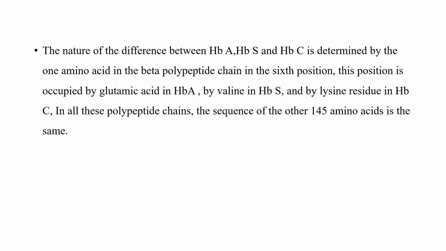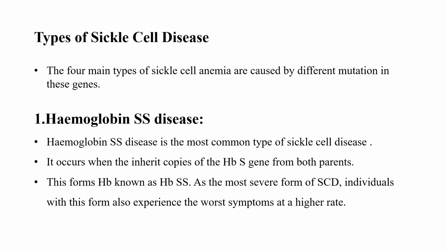Types of sickle cell disease. There are main types of sickle cell anemia, caused by different mutations in this gene. The first type is hemoglobin SS disease. HbSS disease is the most common type of sickle cell disease. It occurs when you inherit copies of the HbS gene from both parents. This form, known as HbSS, is the most severe form of sickle cell disease. Individuals with this form also experience the worst symptoms at a higher rate.